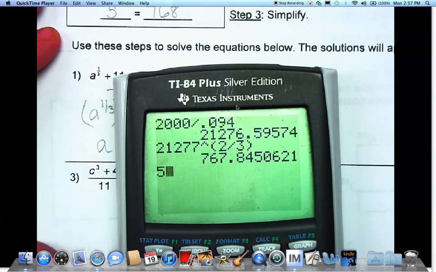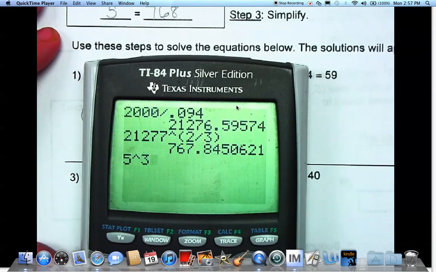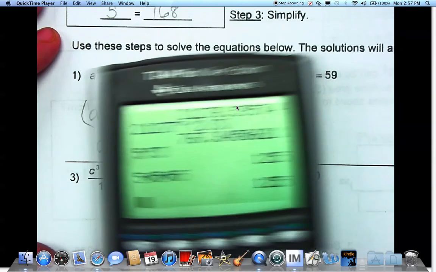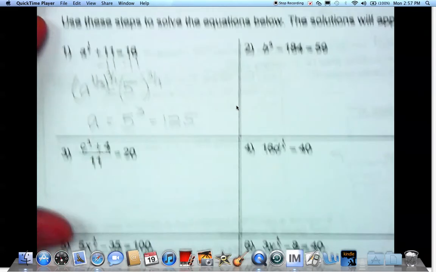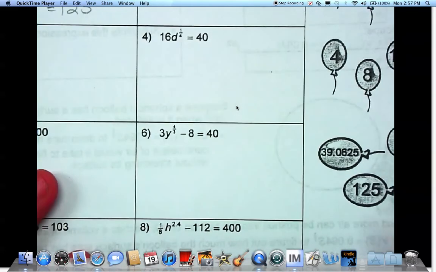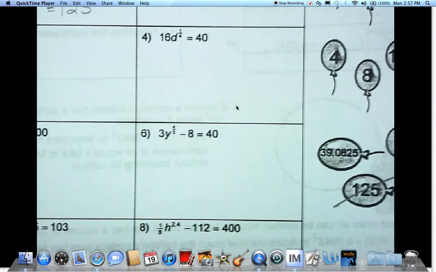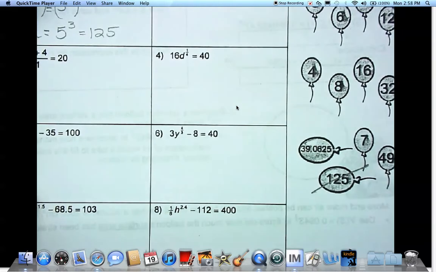You've got to do 5 to the 3rd power. 5 times 5 times 5. Either way. Is there a balloon with 125 in it? Yes. So you pop that balloon. We're going to pop some of these balloons over here on the right.